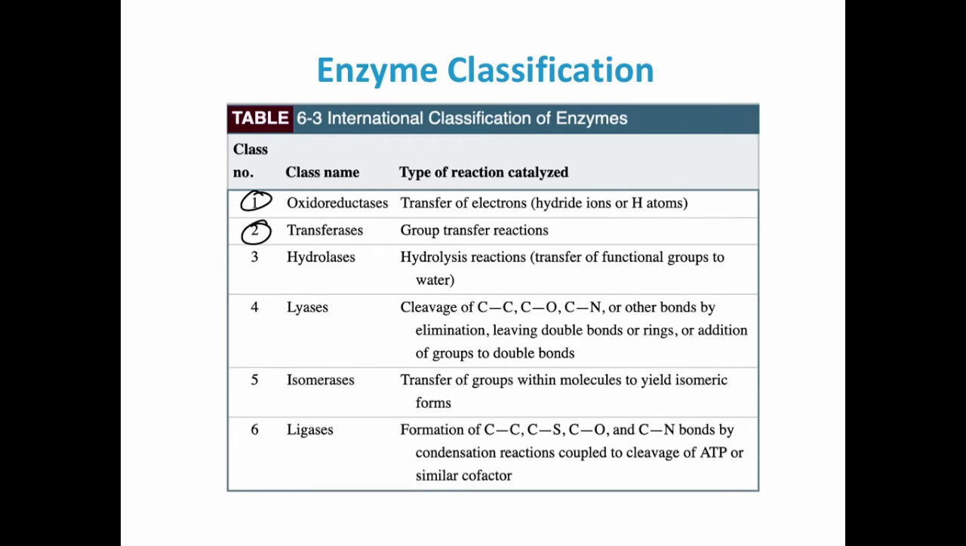In group 2, class 2, we have transferases that are involved in group transfer reactions. In group 3, class 3, we have hydrolases, which catalyze hydrolysis reactions. In group 4, we have lyases, which catalyze the cleavage of C-C, C-O, C-N, and other bonds. In class 5, we have isomerases, which transfer groups within molecules to yield isomers. And then we have ligases, which form C-C, C-S, C-O, and C-N bonds.